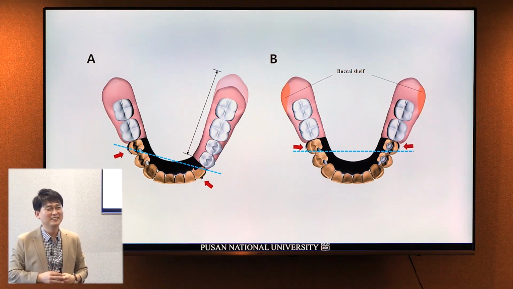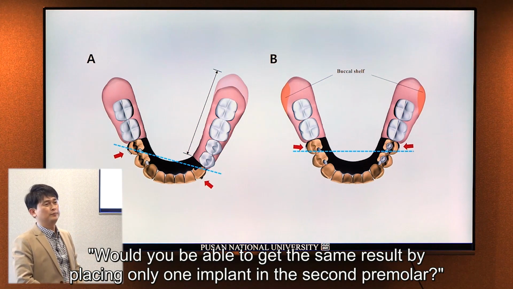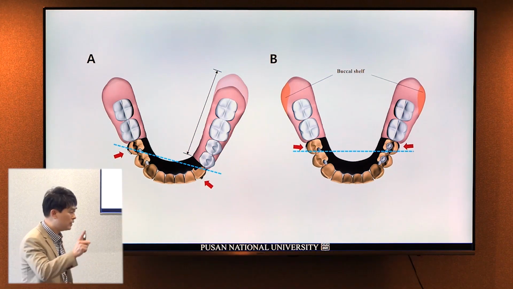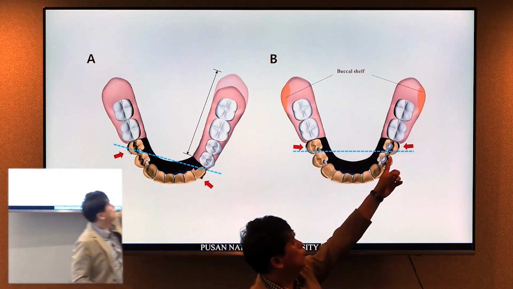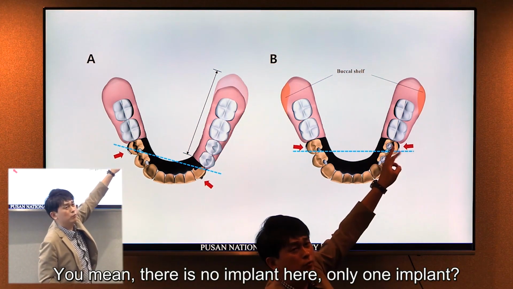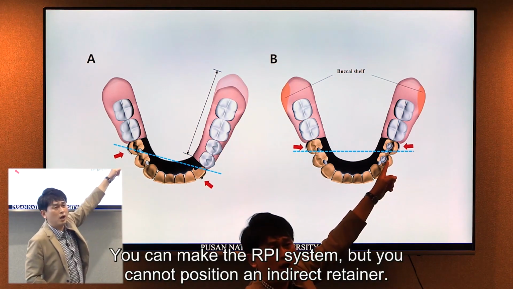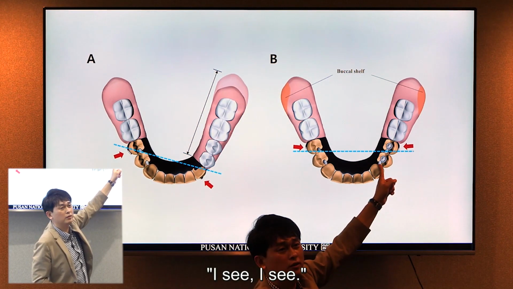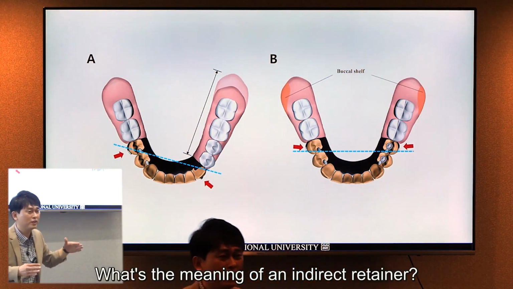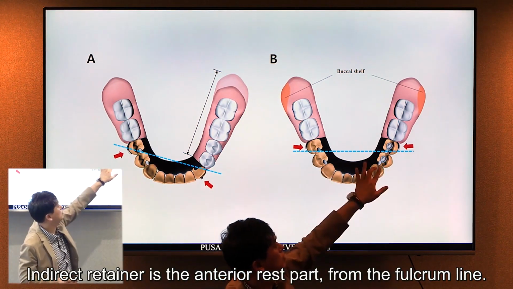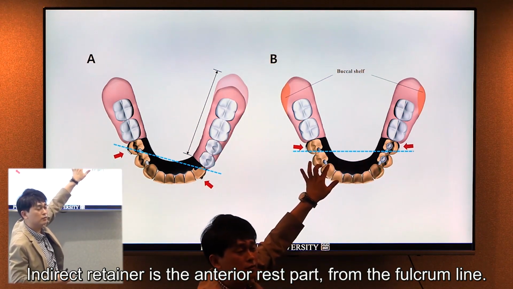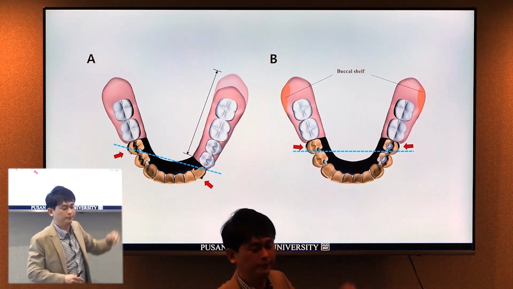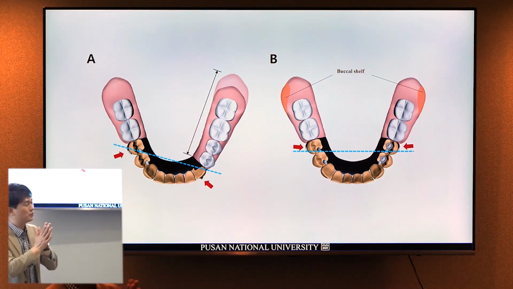Question: would you be able to get the same result by placing only one implant in the second premolar? Yes. You mean only one implant? You can make the RPI system, but you cannot position the indirect retainer. What's the meaning of indirect? The indirect retainer is the part anterior and last from the fulcrum line. So, okay, very good question.